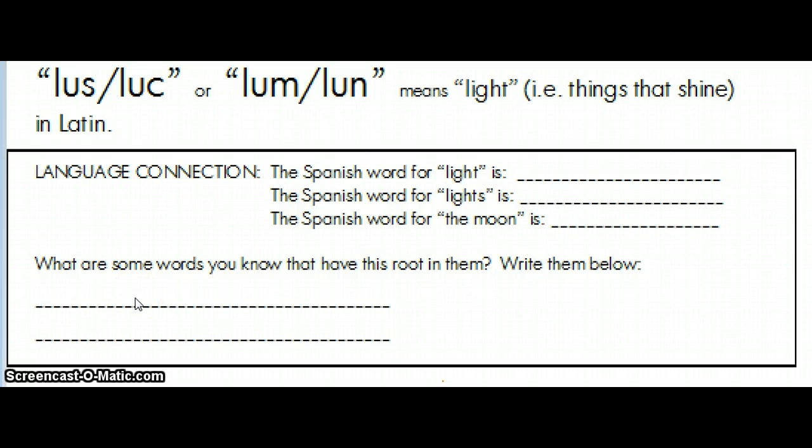Today we're going to take a look at a root that can appear in 4 different ways. Lus, spelled L-U-S or L-U-C, and lum or lun. All 4 of these different forms are the same root, which means light. By light, we mean things that shine, not the other light that means the opposite of heavy.